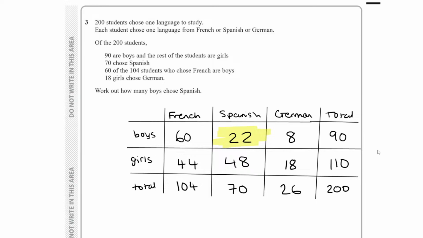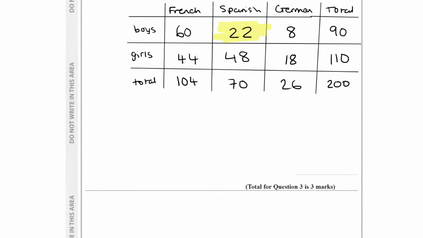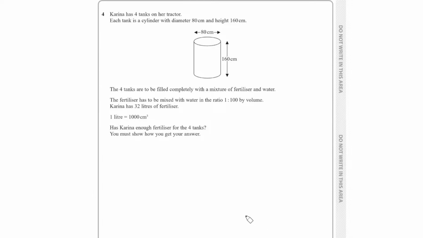Like I said, you don't have to, but I feel like it just helps you visualize it a bit more. When I read this initially, I thought it was going to be a three circle Venn diagram because of the French, German and Spanish, but then because they split it into girls and boys as well, I realized actually a two-way table with the two categories, the languages and then the genders, is going to be better. So the answer should be 22. That's 3 marks you can see here. 22. So however you got to that, as long as you got 22, then that should be fine.